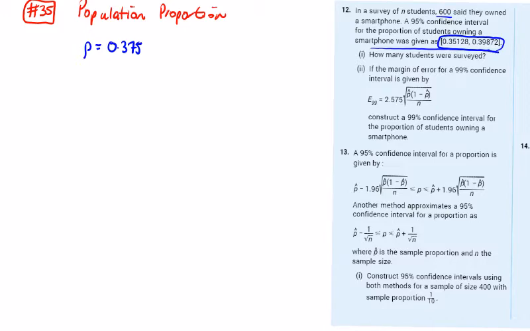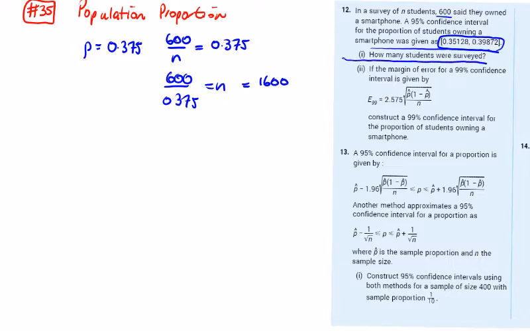Get N now, because 600 over N is equal to P, which is 0.375. So 600 divided by 0.375 is equal to N, which gives 1600. Is that how many students were surveyed? If the margin of error for a 99% interval is given by this, construct a 99% confidence interval for the proportion of students owning a smartphone.